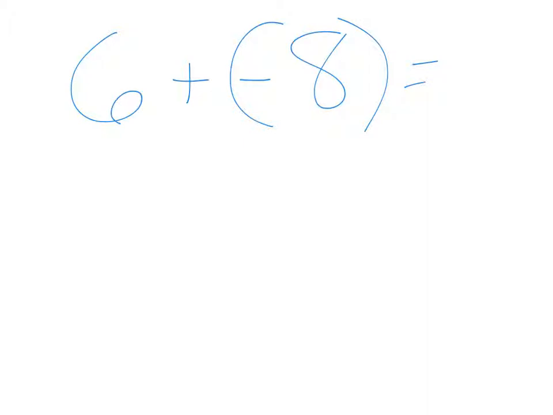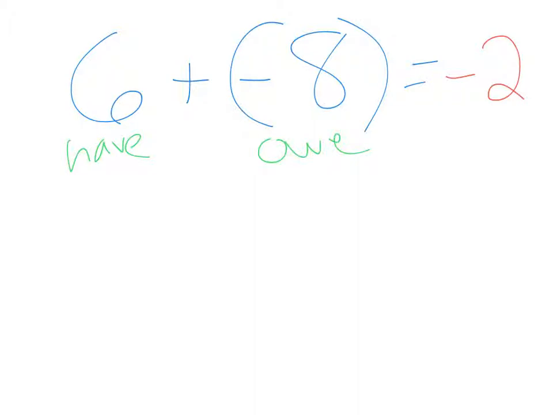So I go into a grocery store and I've got $6. But I'm trying to purchase something that's $8. So I owe $8. Well, if I only have 6, but I owe 8, then technically I'm still going to owe another $2. So that's where my answer is going to come in here.